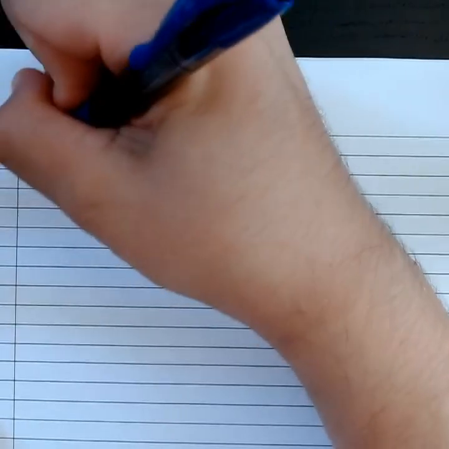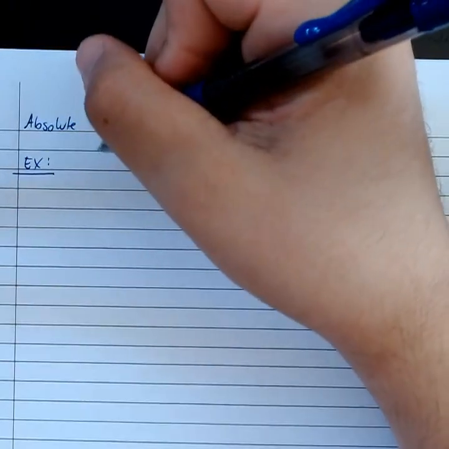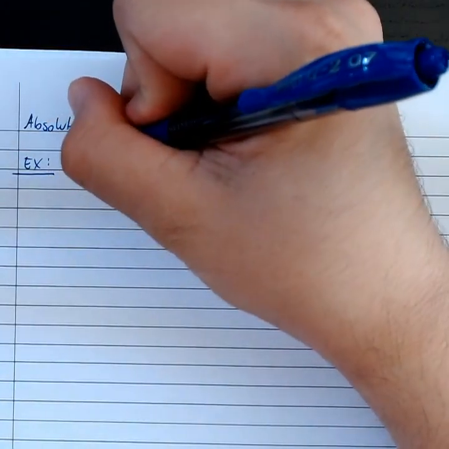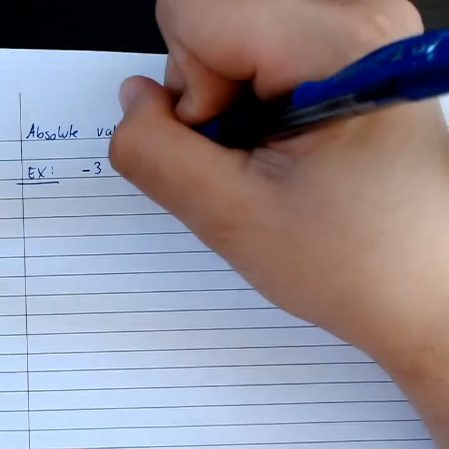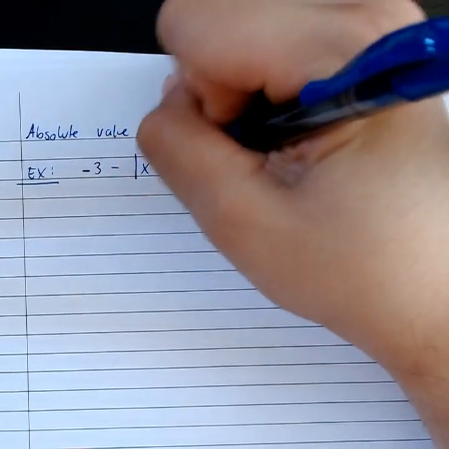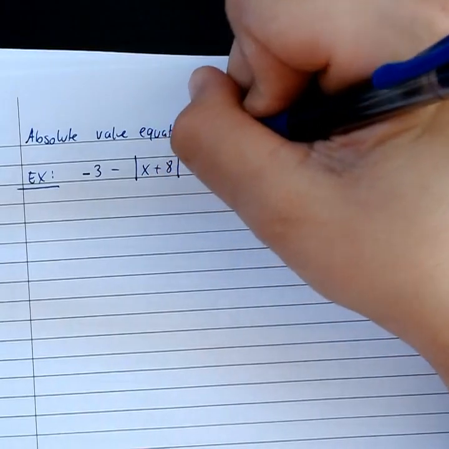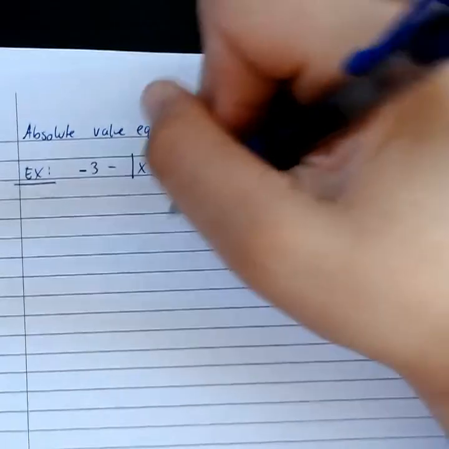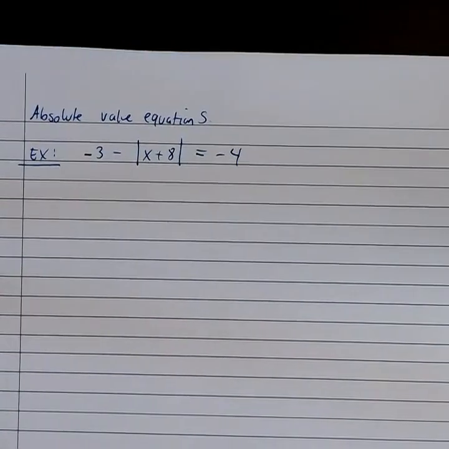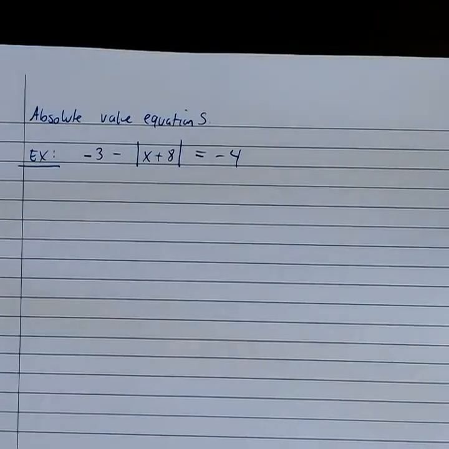So for example, let's say we have negative 3 minus the absolute value of x plus 8 equals negative 4. That's an absolute value equation. An absolute value equation might have multiple absolute values, but it'll always have at least one.